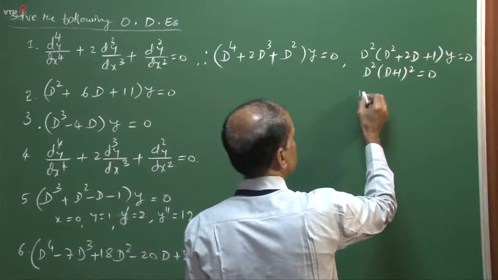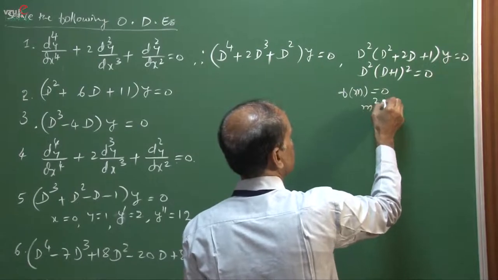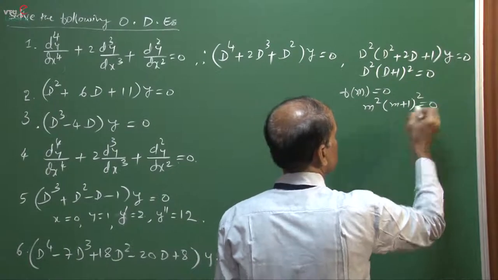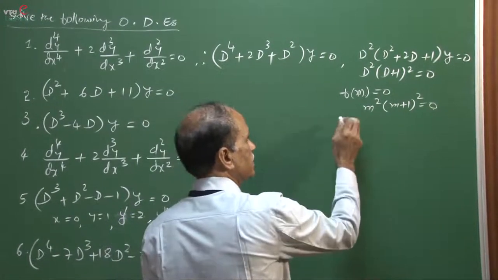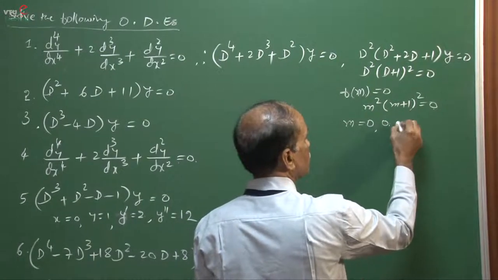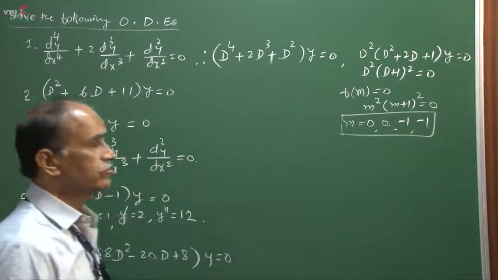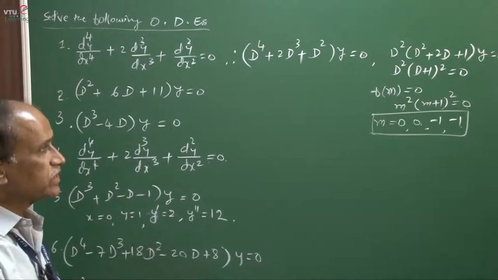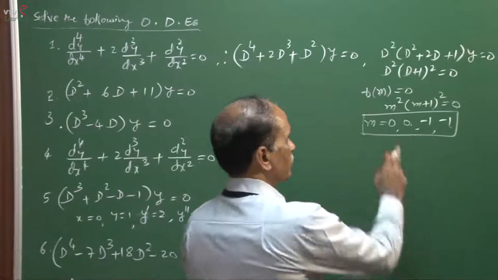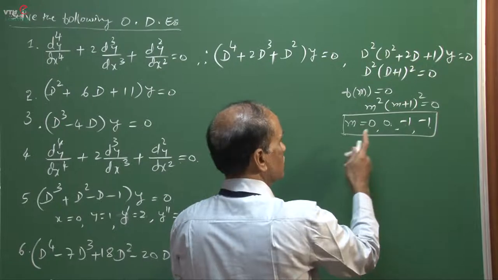This d gives, that means f of m equal to 0, that means m square into m plus 1 whole square is equal to 0. For this m square, m is equal to 0, 0, and for this, minus 1 and minus 1. So two sets of roots you are getting, both the sets of roots are going to be repeated once. Therefore these values are real and repeated. This 0 is repeated and minus 1 is repeated.